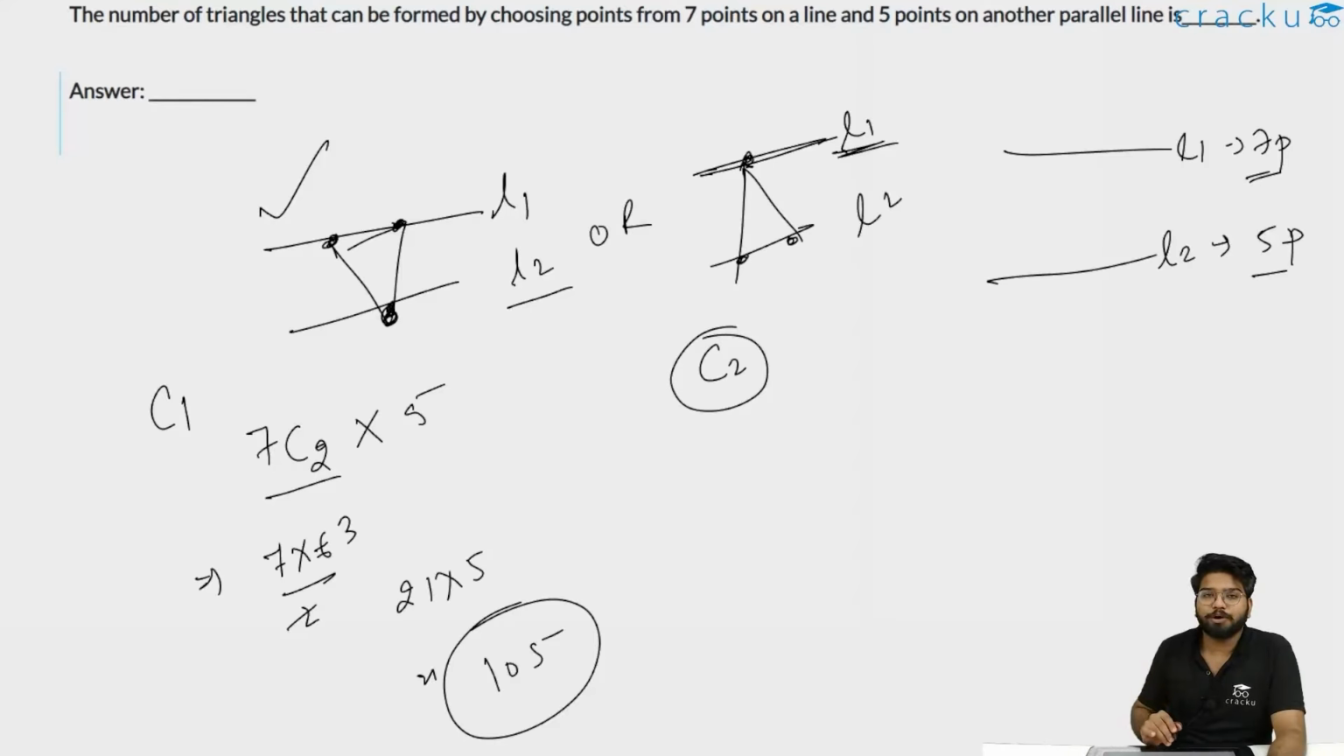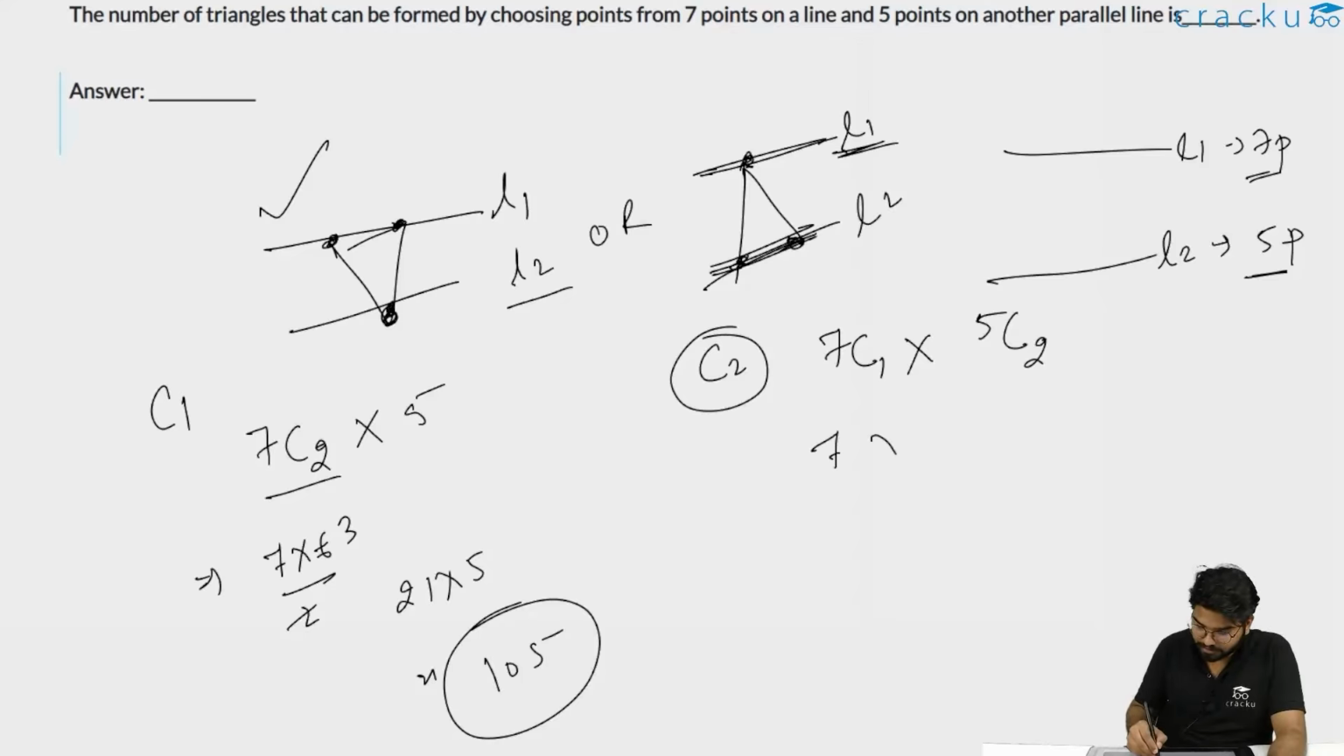Out of those 7 points, I can select 1 point in 7 ways. I can select any of 1 point in 1 way only. So there are 7 possibilities. Now from line 2 there are 5 points, and from line 2 I need to select 2 points. In how many ways can I select that? I can do that in 5C2 ways.